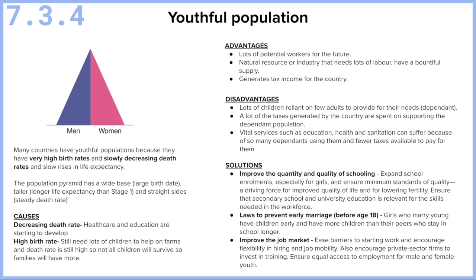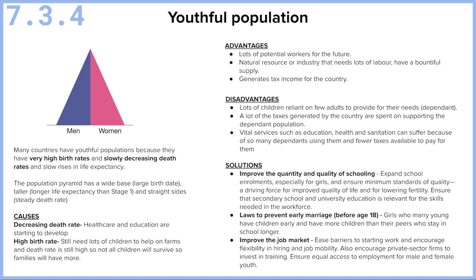And then we have improvements in the job market. So easing the barriers to start work and encouraging more flexible hiring and job mobility means that you're going to have equal access to employment, both male and female, because you want your girls to work as well, so it means that they're more likely to have children later, but it also means that you've got a fairer society.